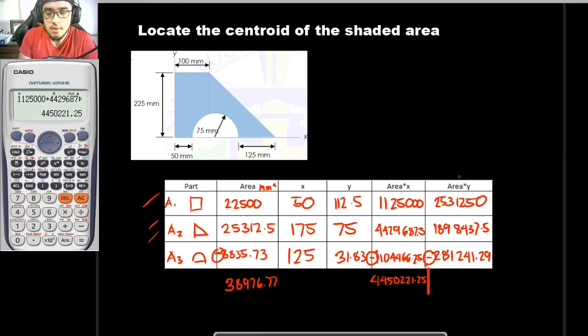And as for the summation of the product of area and y, that is 2,531,250 plus 1,898,437.5 minus 281,241.29. So our answer here would be equal to 4,148,446.21. Okay, so why did I get these summations right here?